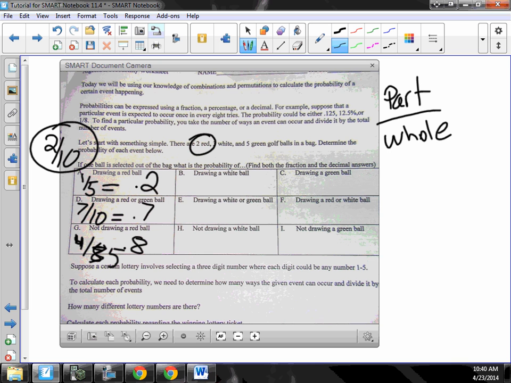How else could you get 8/10 if you don't draw a red? Well, right, what is the probability of drawing a red? 2 out of 10. So if you have a 2 out of 10 chance of drawing a red, what is the probability that you don't draw a red? The difference between 10 and 2, 8 out of 10.